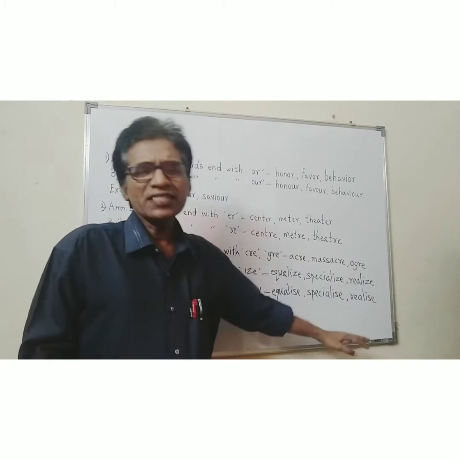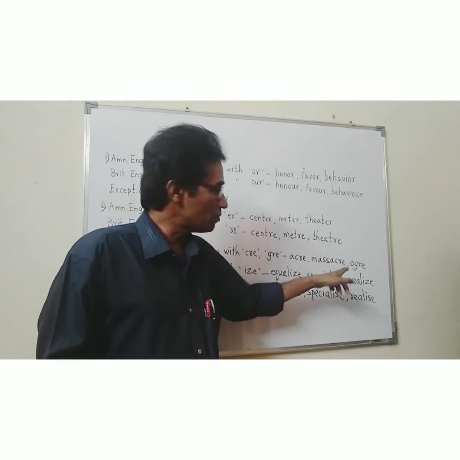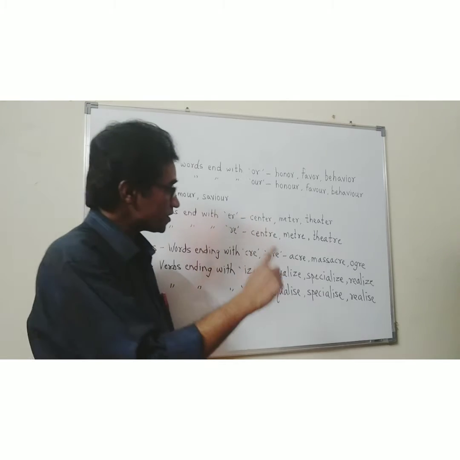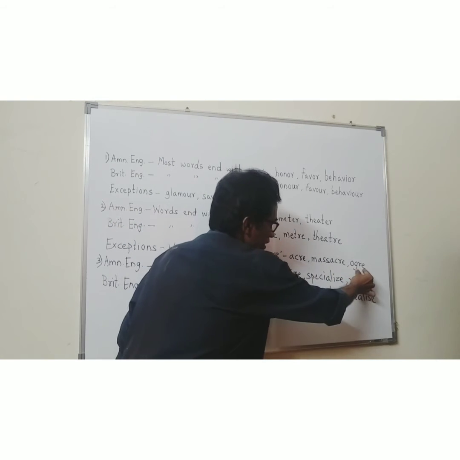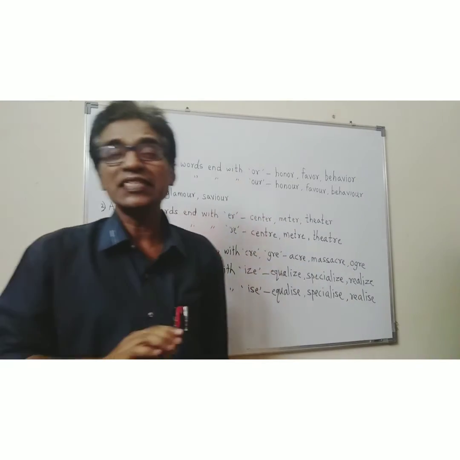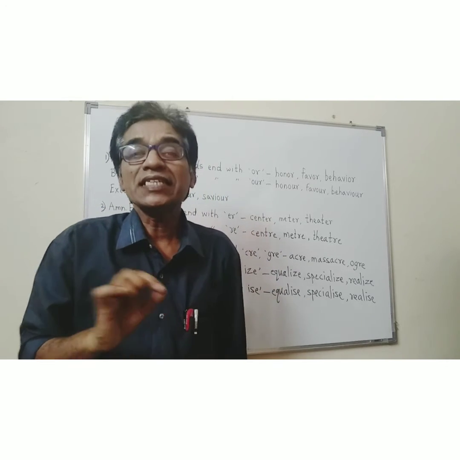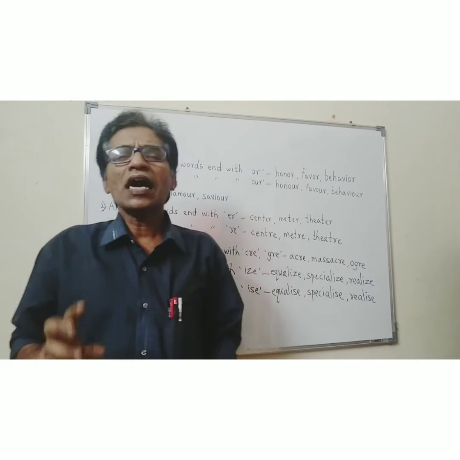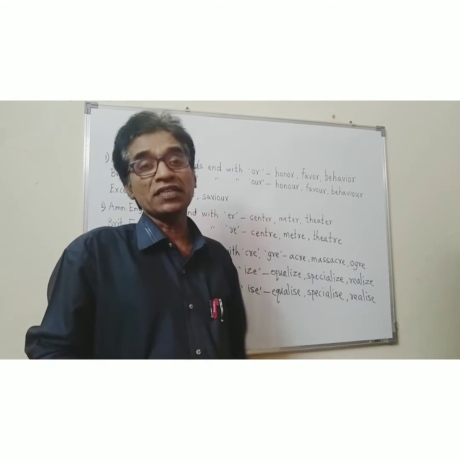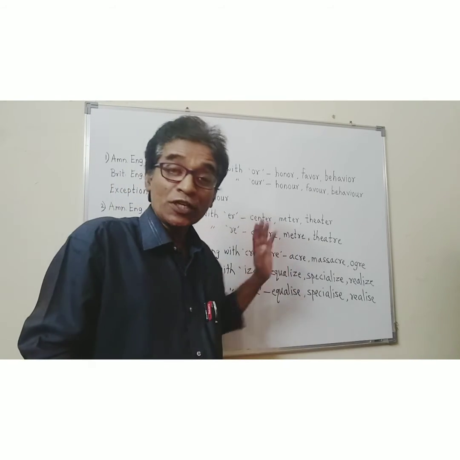In British and American English, the word is written the same, like ogre. So you can see these words end with GRE and CRE. Mostly words ending with CRE and GRE are written the same in British English and in American English. And now friends, let's turn to the third rule.